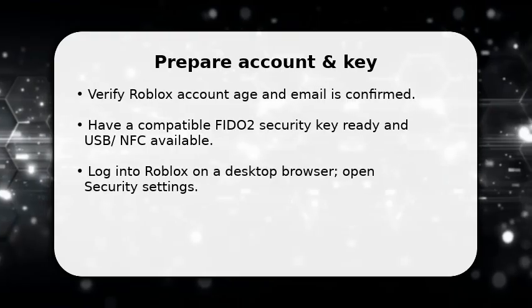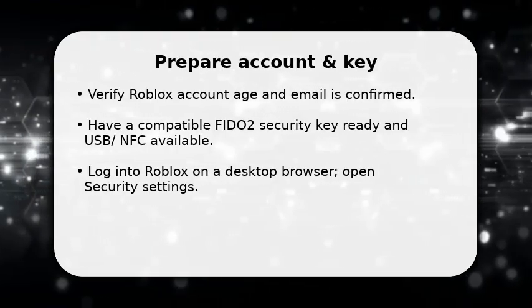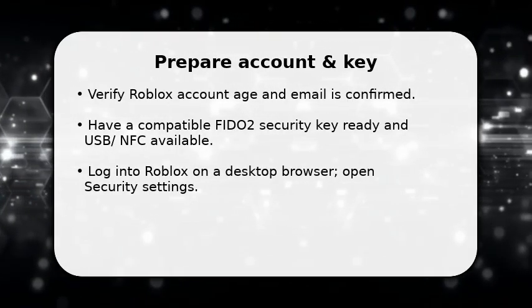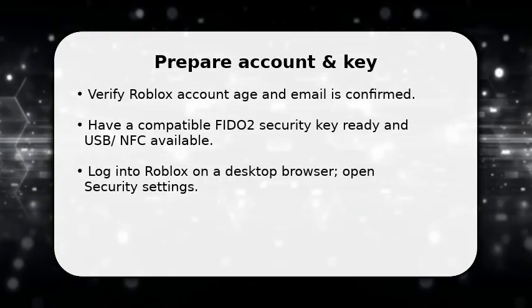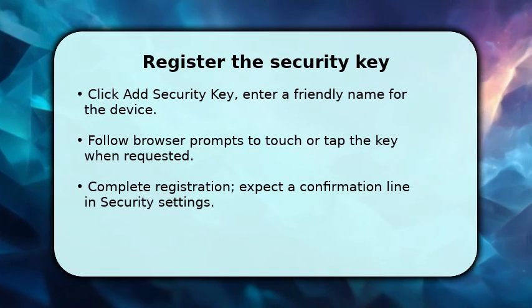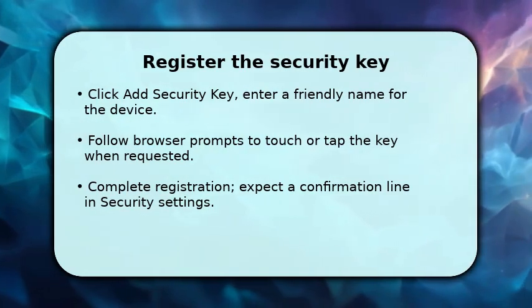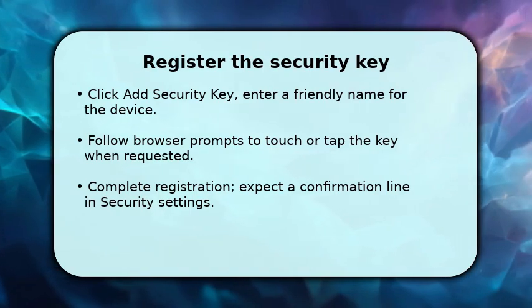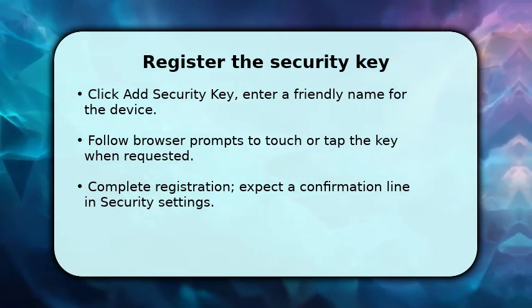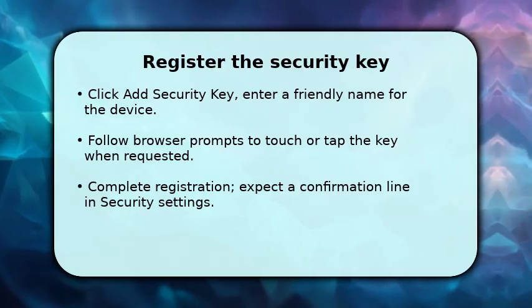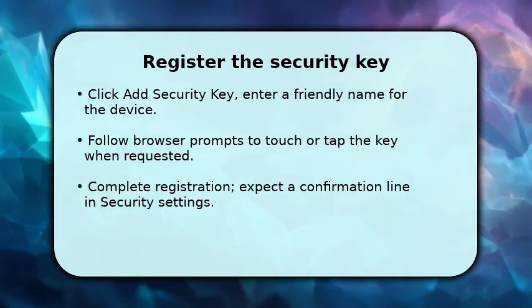This first action begins the registration handshake between your key and Roblox, which is required because Roblox accepts only hardware. Once you click Add Security Key, enter a clear name to identify the device later. The browser will prompt a registration challenge. When prompted, touch or tap the key's sensor or use the paired NFC action.